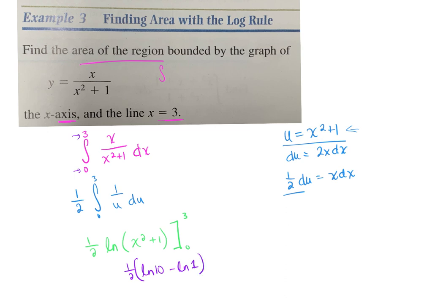Remember, the natural log of 1, log of any base of 1, is always 0. So that's just going to be 1/2 ln of 10. If you plug that in and round it, you should get approximately that guy right there.